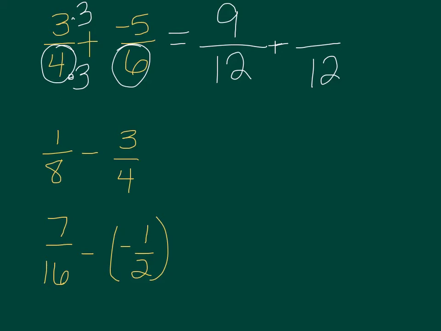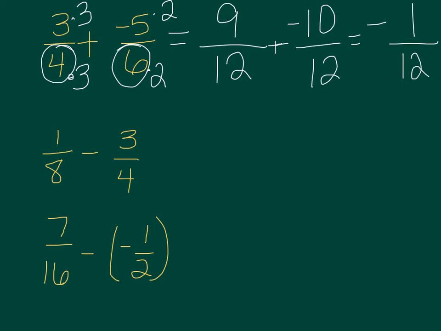Okay. Now the next one, I had to take 6 times 2 to get 12. So I'm going to do the same thing. 5 times 2 is 10, and that's a negative. Okay. So I have 9/12 plus negative 10/12. Now if I look at those, 10 is larger than 9, so I know my answer is going to be negative. Okay. Common denominator stays, and 9 and negative 10 is negative 1. So my answer is negative 1/12.